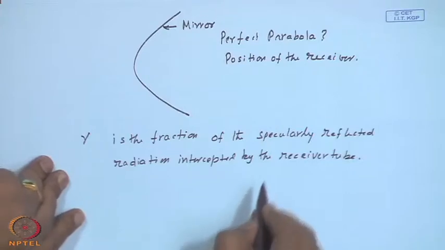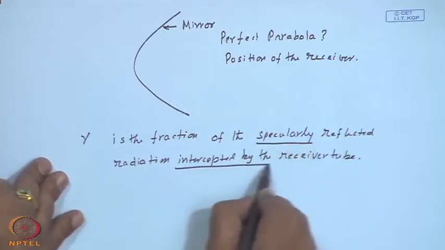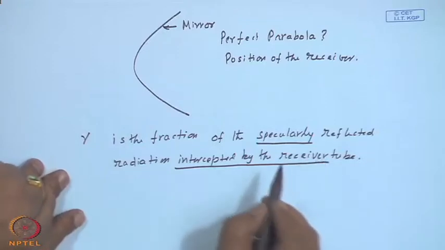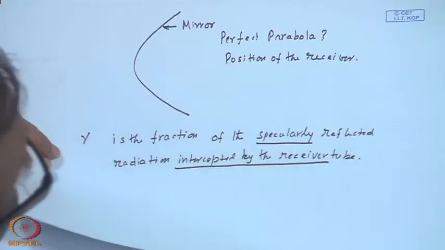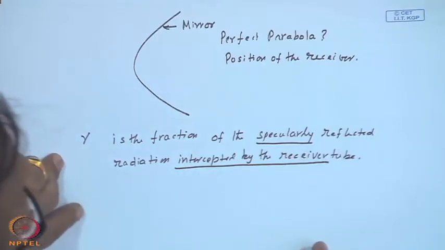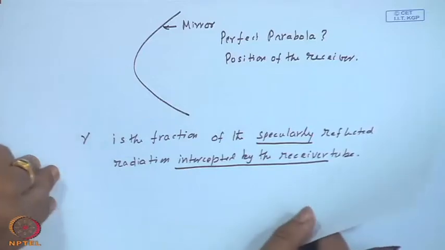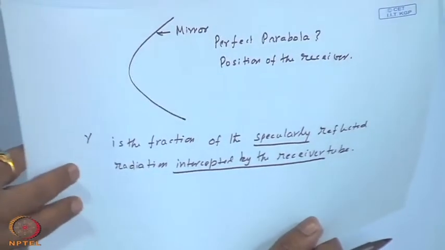So, please note it should be specular and it should be intercepted by the receiver, right. Non-specular will not reach the receiver, at least we cannot assure, and either because of imperfect specular reflection or imperfect position of the receiver, all the radiation reflected from the mirror may not reach the receiver.